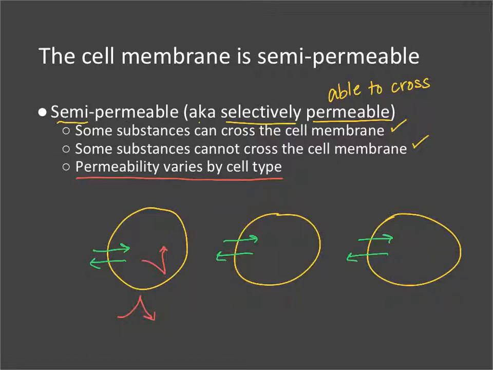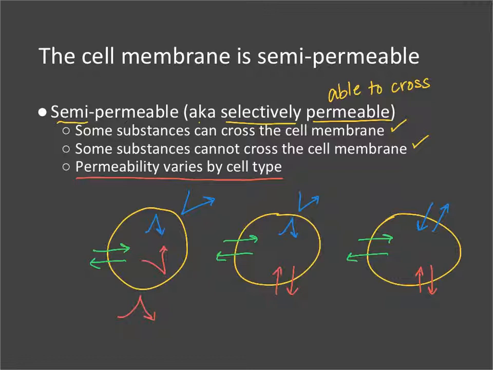So perhaps in this example here, maybe the blue and red stuff is not able to cross this cell. Whereas in this cell, maybe whatever the blue material is not able to cross, but maybe the red stuff is. And then maybe this cell down here has a lot of permeability where both the red and the blue and the green can cross the cell. So it kind of depends on the types of cells.